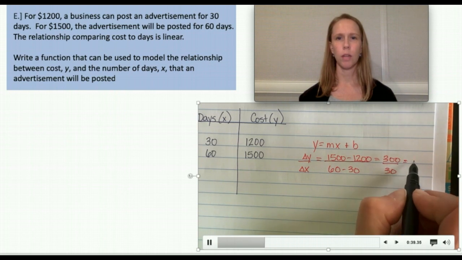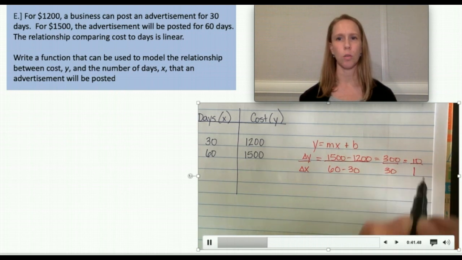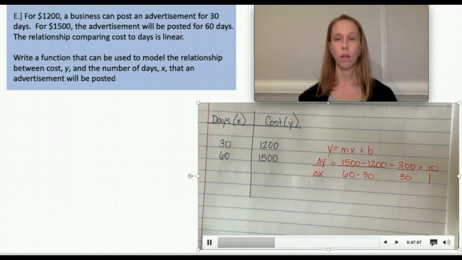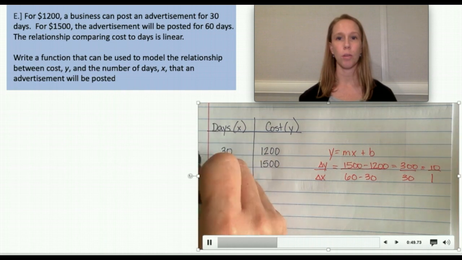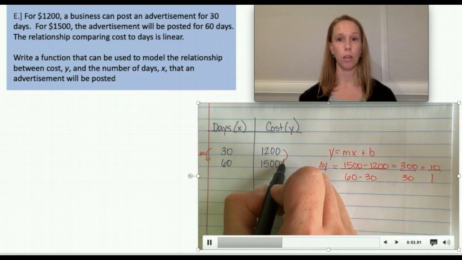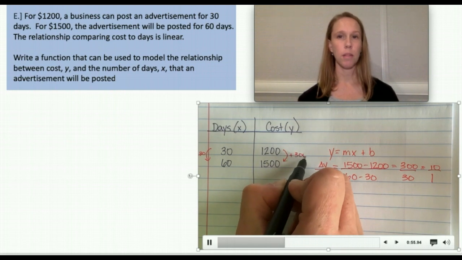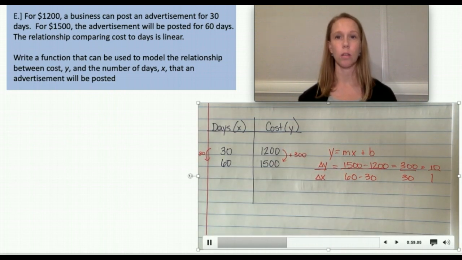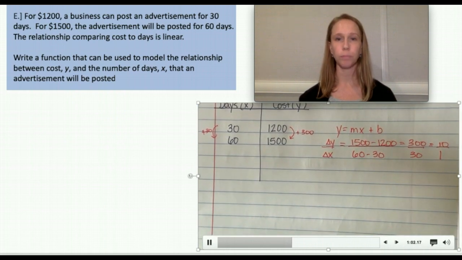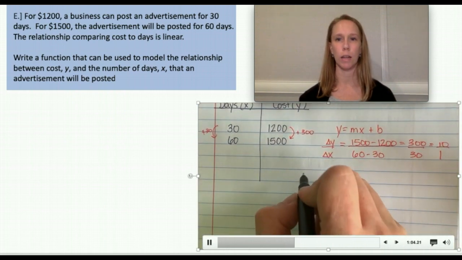But now, if you look at the table, it says 30 days is $1,200. So when I convert or simplify that to unit rate, I get 10 over 1. That means I'm paying $10 per day. But there's something there that's an initial value. So that's making me think, if I were to interpret this, that there's an upfront cost to run an advertisement in this newspaper. So I need to figure out what that is.